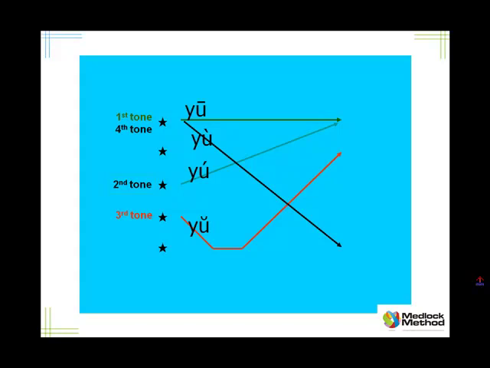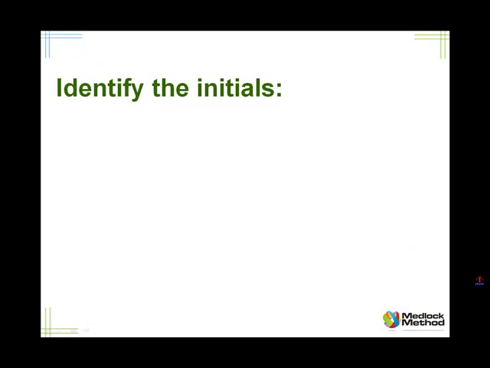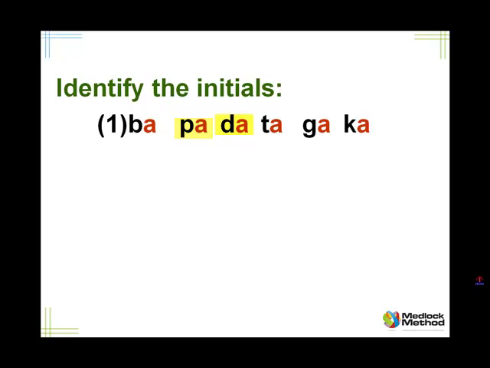Let's try some exercise now. So the first one, you identify the initials. For example, here we have ba, pa, da, ta, ga, ka. You're just going to choose the one that you think it is, and then you'll highlight it. Okay, first one. Pa. Ta. Ba. Ga.